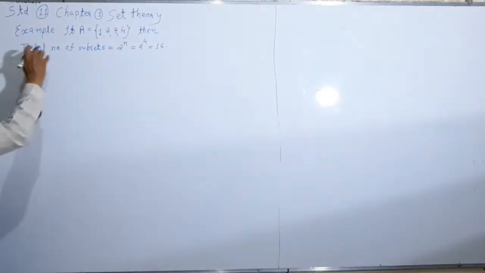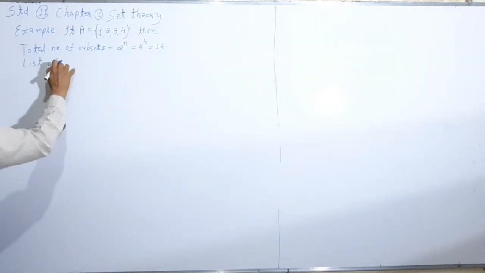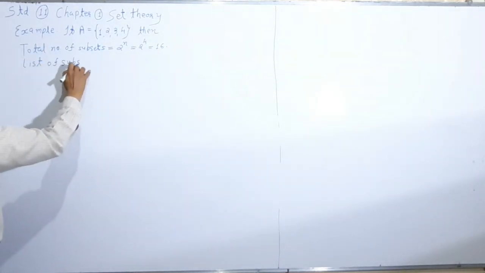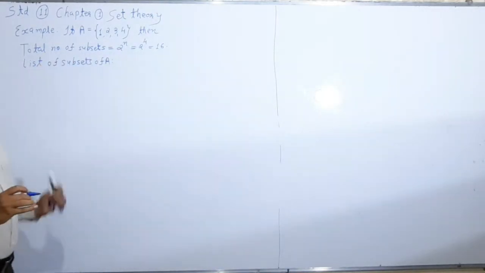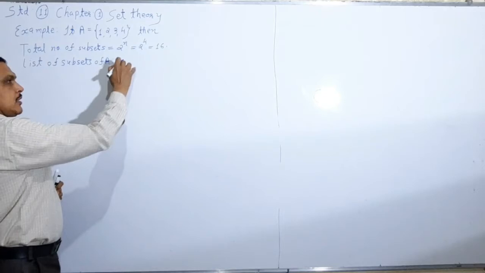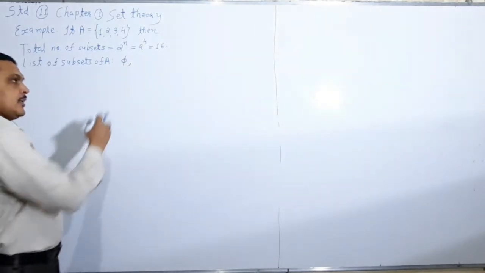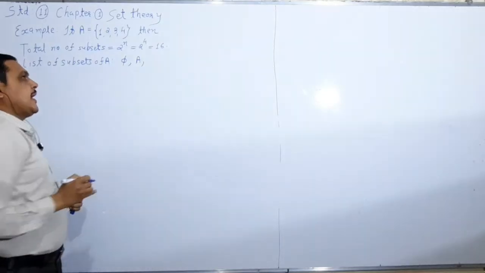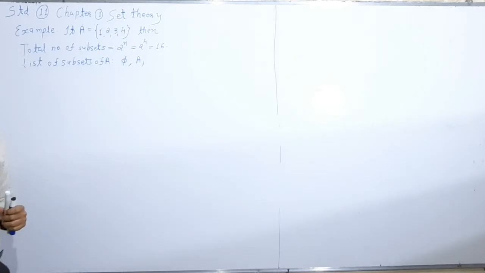Now we write down the list of all subsets. First of all, as we have studied earlier, the first subset is a null set, because null set is a subset of every set. Now the second one is A, because every set is a subset of itself.